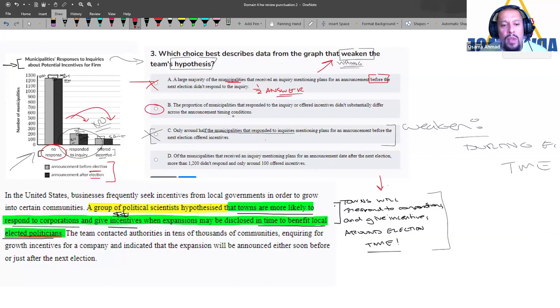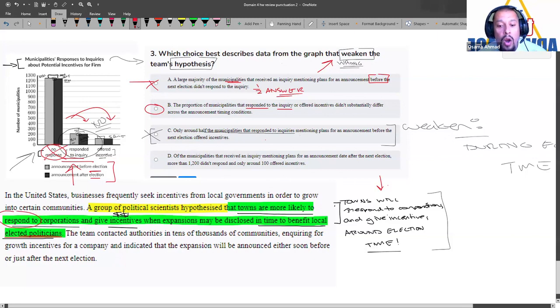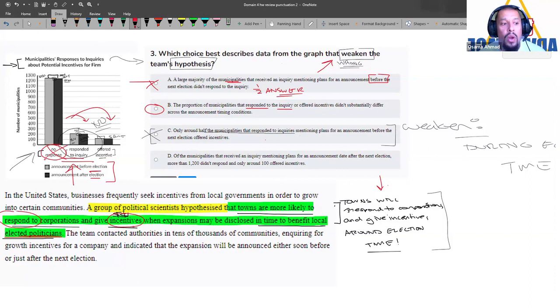The best answer is B. The proportion of municipalities that responded to the inquiry. So this is important because it's not about no response. That doesn't matter. The hypothesis is the towns are more likely to respond. Those that do respond are more likely to give incentives. That's what we're talking about. We're not talking about those who do not respond. So we're talking about those who respond, and those who respond are more likely to give incentives.